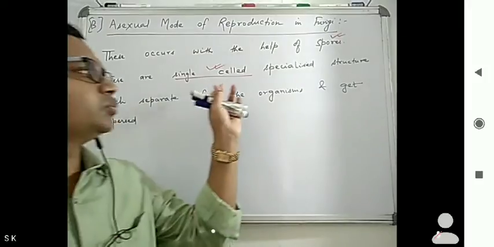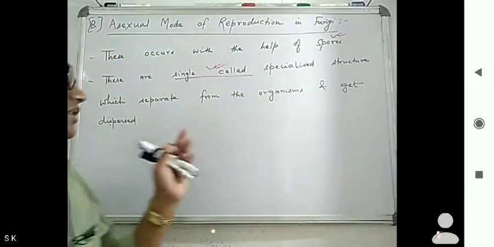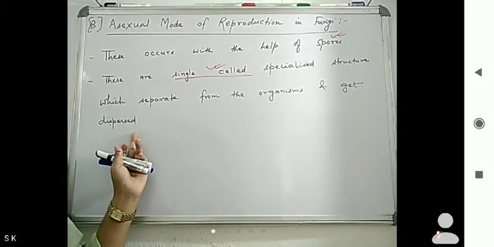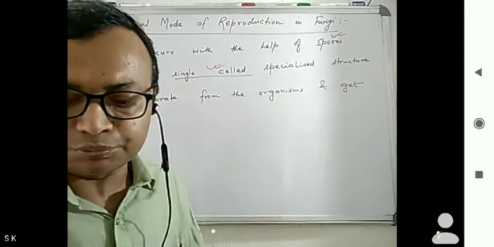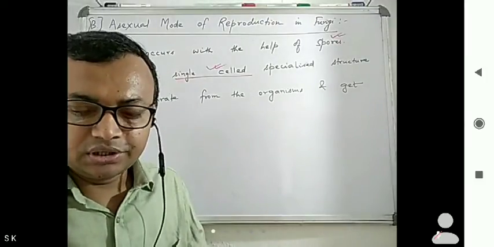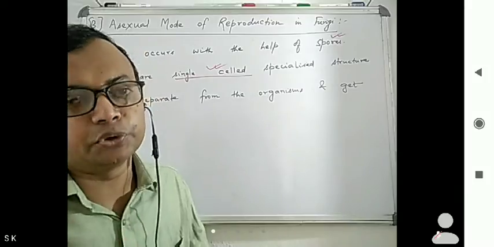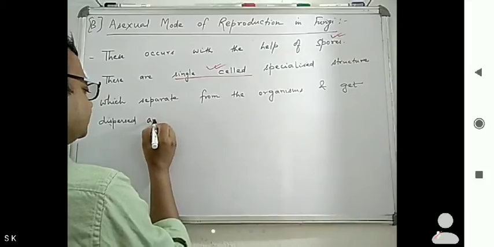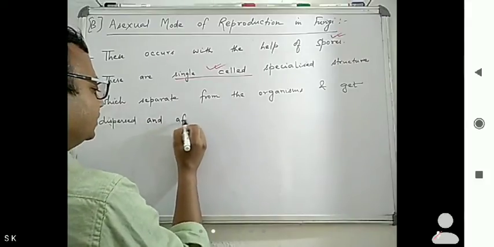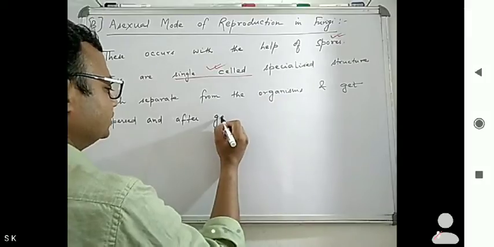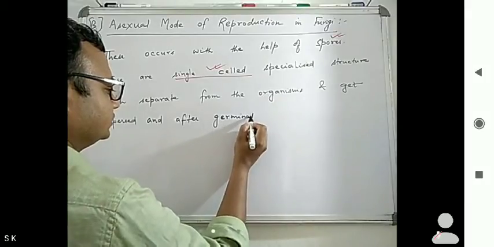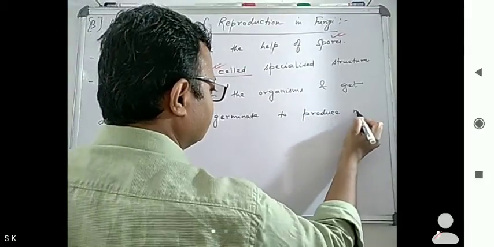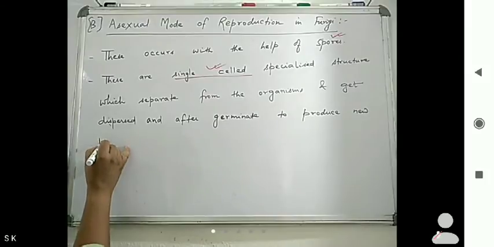Now, these spores are single-celled specialized structures which separate from the organism and get dispersed. And after being dispersed, they germinate to produce new mycelium.